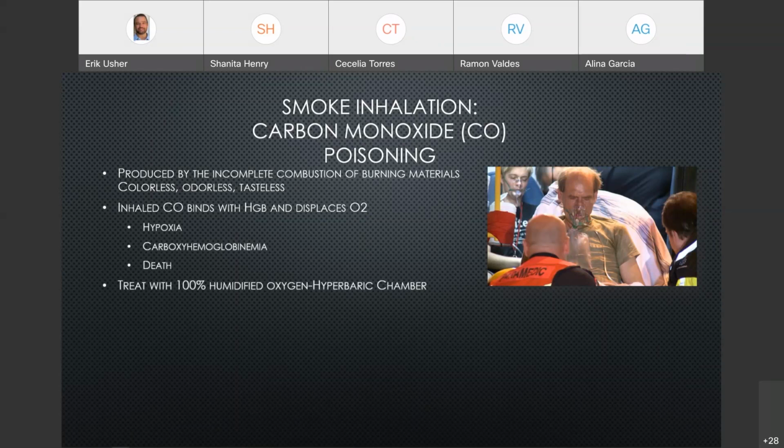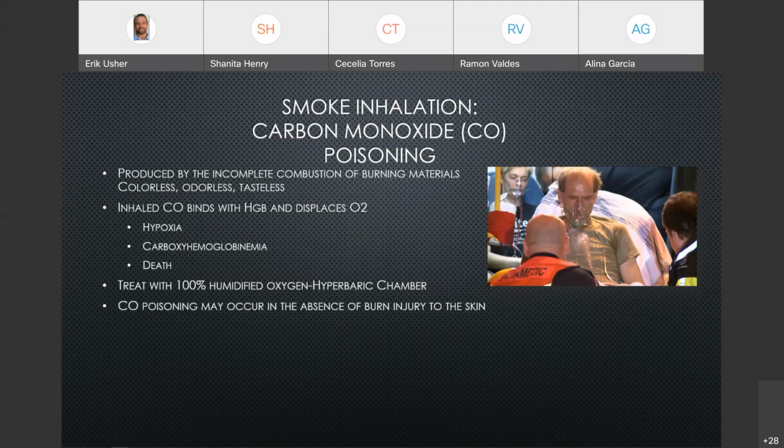So the treatment is initially 100% oxygen, humidified if you can, but 100% oxygen. As soon as you put oxygen on them, it cuts the half-life of that carbon monoxide level, so it makes it less likely to cause damage. And in severe cases, depending on the level, we do hyperbaric oxygenation therapy. We force oxygen into those membranes, into the tissues, hyperbarically, until that carbon monoxide can run its course and be excreted out of the body.